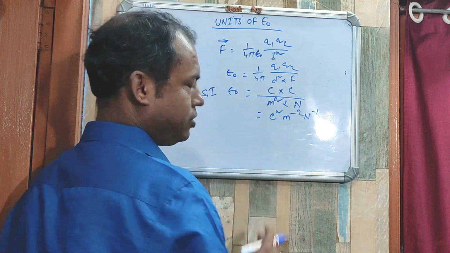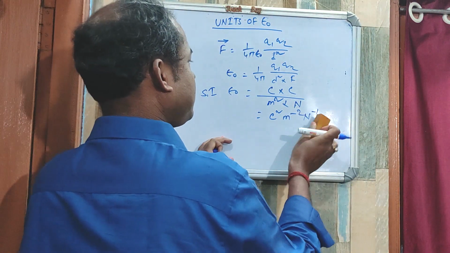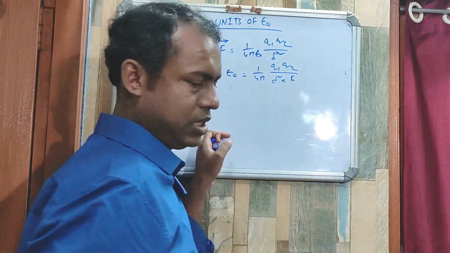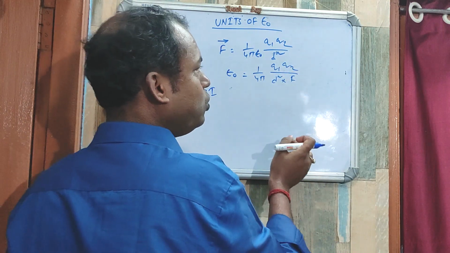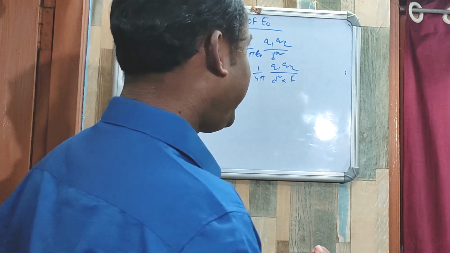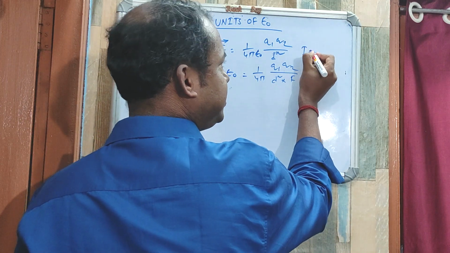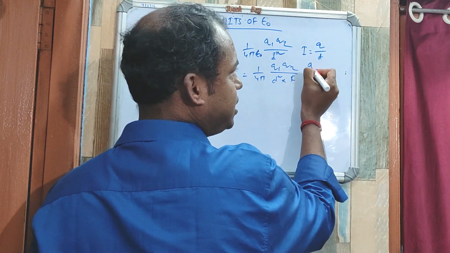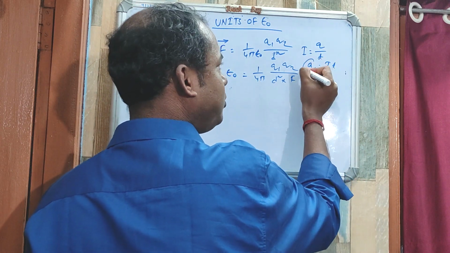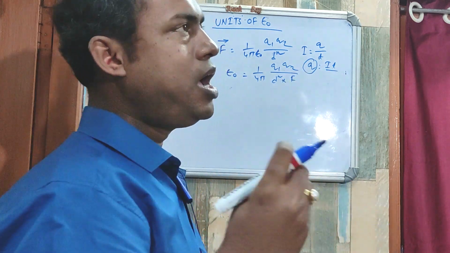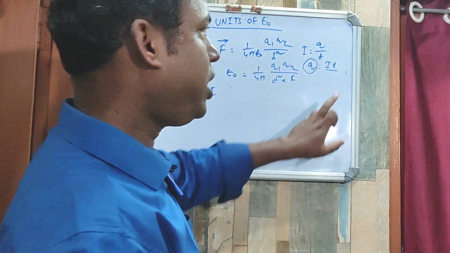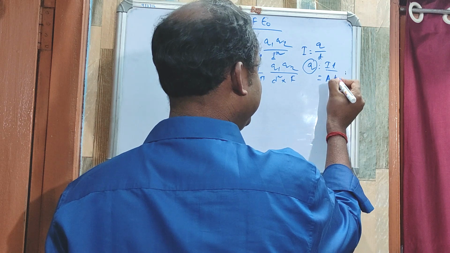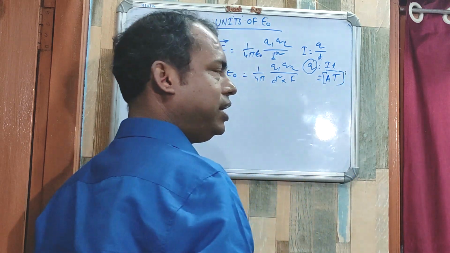What is the dimension in this case? Just think about it. Here, the dimension of Q. What is Q? It is the charge. We know I is the current strength, I equals Q by T, so Q equals I into T. The charge is the product of current strength and time. What is the SI unit of current? That is ampere, so its dimension is A into capital T, where capital T is for time.